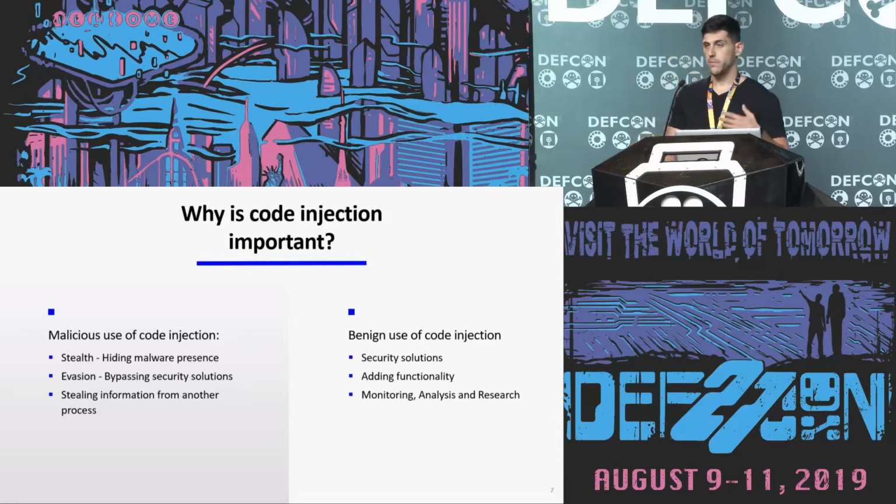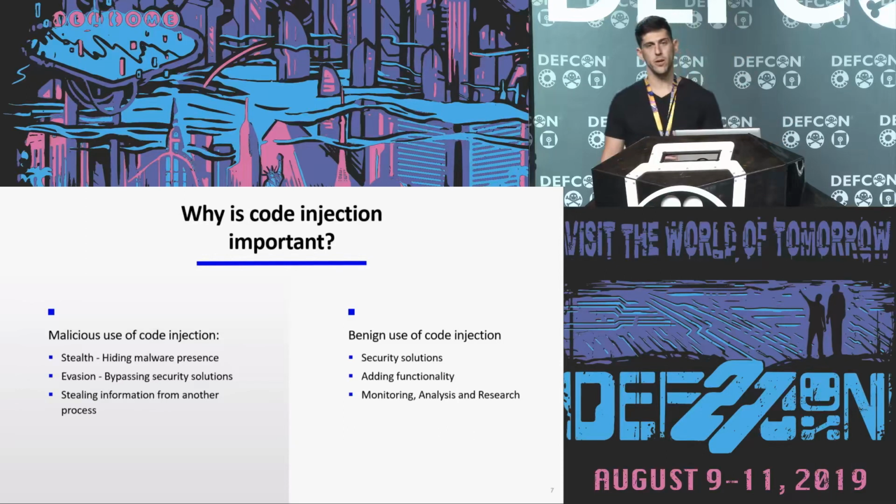Why is code injection important? Code injection is important because it can be used for malicious and benign activities. It can be used for malicious activities, like stealth. If a malware author wants to hide the presence of the malware and make it harder to find, it can inject the code into another process and then it will be hard to detect. It can be used for evasion, so we can inject into a security solution, and if we inject into the solution, it won't scan the activity of the malware.